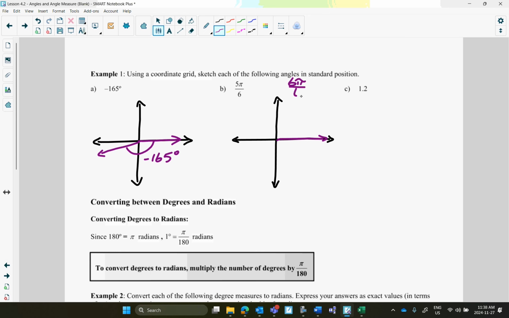6 pi over 6 equals 1 pi. 2 pi would be 12 pi over 6. That's too big. Wouldn't it be a little bit less than half? Because 5 pi over 6 is a little bit less than 6 pi over 6, which means this is half a circle. We should be a little less than half a circle. And that's 5 pi over 6.